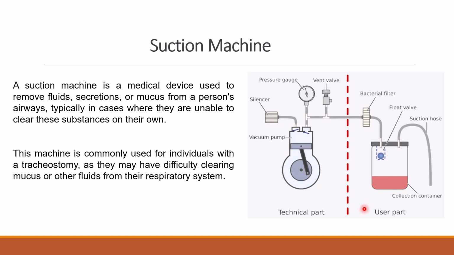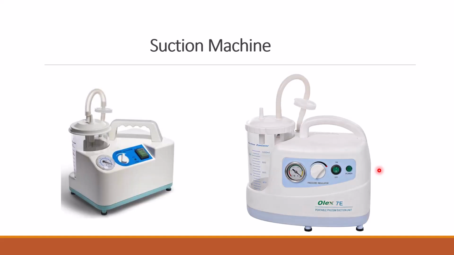So the technical part, which is inside the machine: we have the vacuum pump, we have the silencer, we have the pressure gauge, we have the vent valve, and we also have the container or canister, we have the tubing, we also have the bacterial filter, and this is where the fluid is collected by the machine itself. The suction machine, as you can see, contains a main unit, and here we can control the pressure or the volume rate, and we also have another brand of the vacuum machine, or suction machine, as you can see.